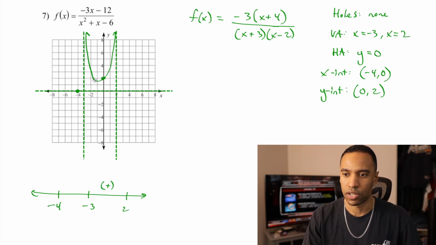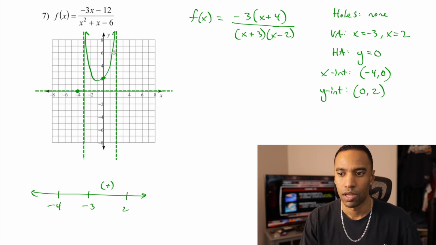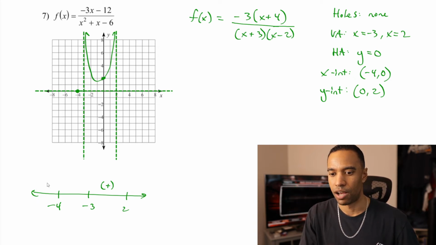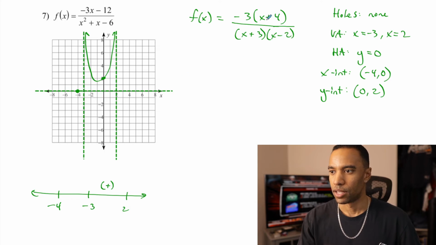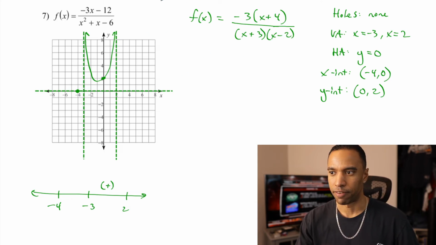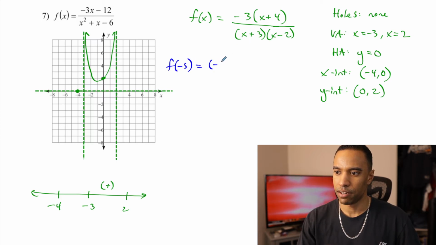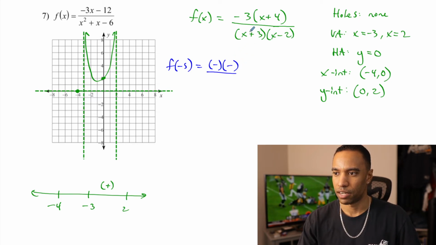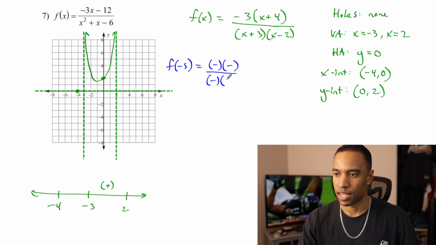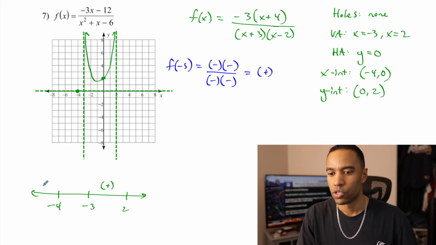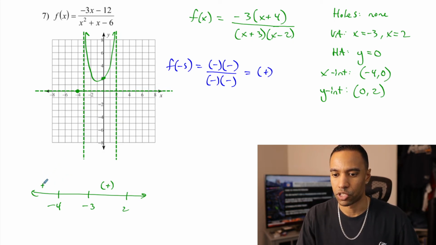But we know that it's not going to be hitting the x-axis because we would have otherwise gotten an x-intercept there. Okay, so there's that. Let's see what happens to the left of -4. Let's try a number like -5. So what you're going to get is f of -5. You'll get a negative in -3 times a negative. -5 plus 4 is a negative number right there. Negative over negative divided by a negative times a negative. That's positive over positive, which is positive. So to the left of -4, it's going to be a positive result.